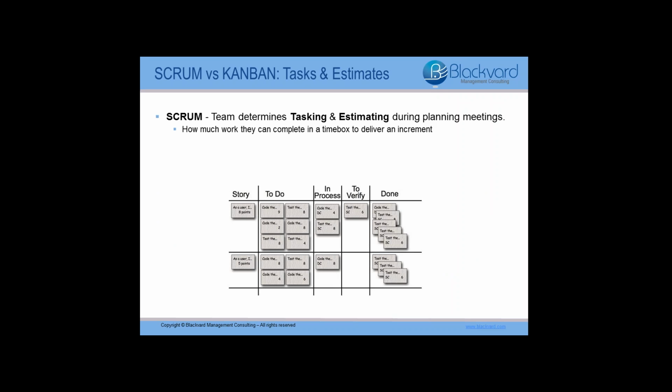Another difference between Scrum and Kanban are tasks and estimates. In Scrum, planning meetings are held, as we previously talked about, where the Scrum team will sit down together and determine how much work they feel they can complete in a time box in order to deliver an increment. In Kanban, there are no task estimates, and as I mentioned before, planning meetings are not a requirement. The team will simply take the next item of order and begin working on that item until it's completed.